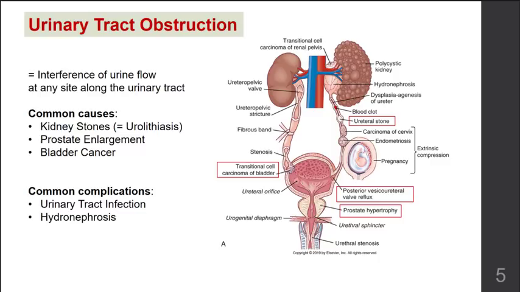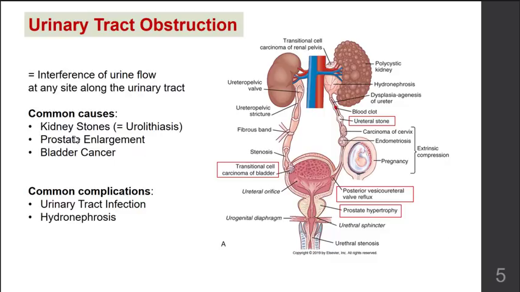There are many different causes of obstructions to urine flow, but a urinary tract obstruction is defined as interference of normal urine flow, and this can occur at any site along the urinary tract. There are various different causes that you can see listed here: kidney stones, prostate enlargement, and bladder cancer. These are the most common that we've listed, and they are squared off here in this image in red.